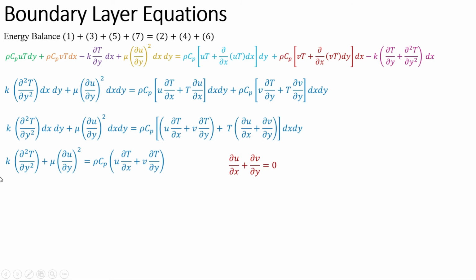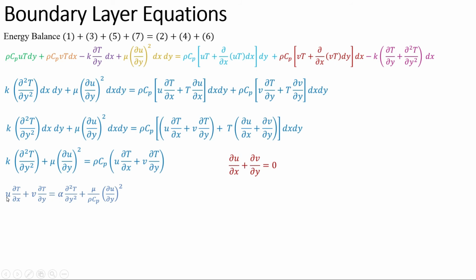And by just dividing the whole equation by rho cp, we have u ∂T/∂x plus v ∂T/∂y is equal to alpha ∂²T/∂y² plus mu over rho cp (∂u/∂y)². When you divide k by rho cp, it will become thermal diffusivity. Go back to chapter number 2, in which we have learned thermal diffusivity, and thermal diffusivity is equal to k over rho cp. That's why we have written alpha here.